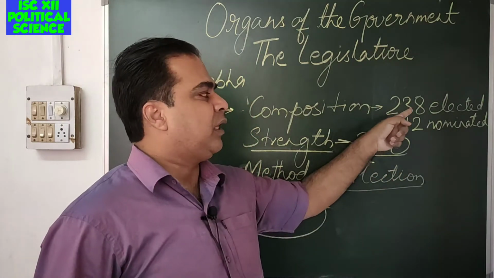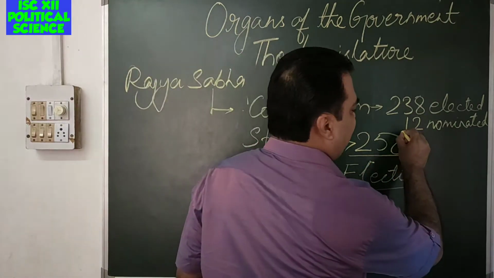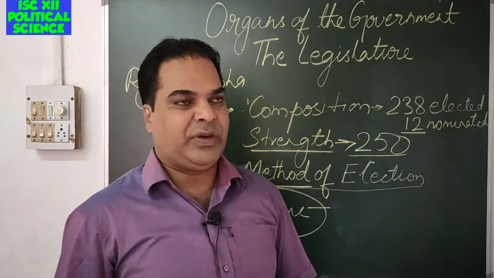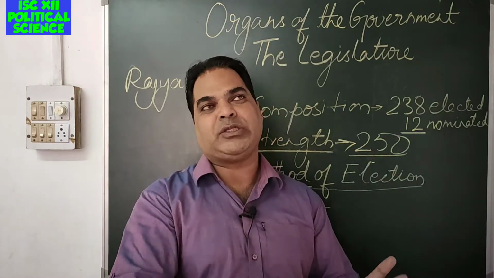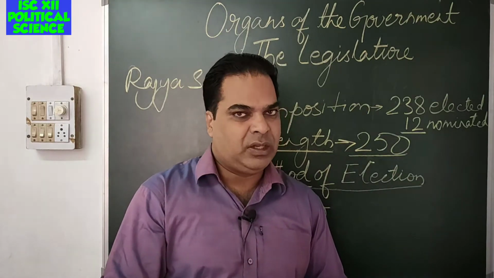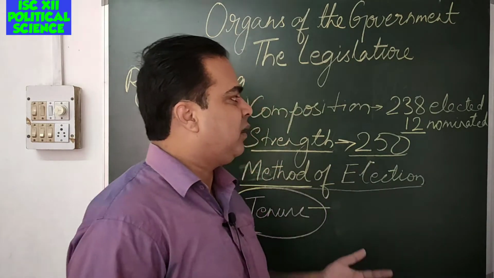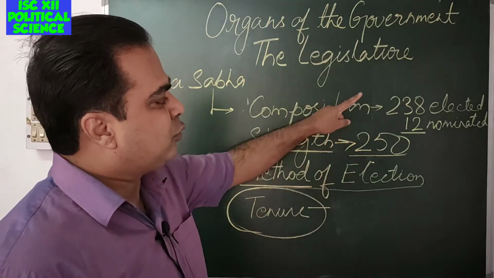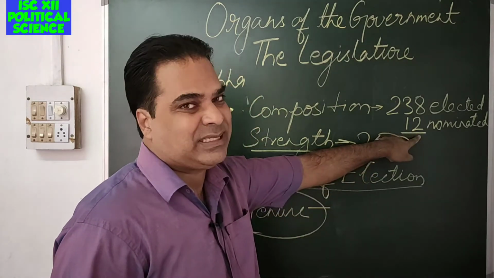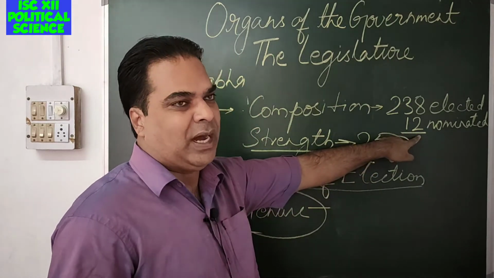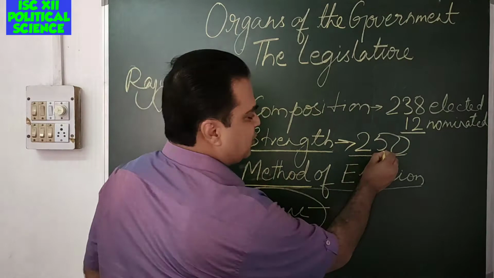238 are elected by the members of legislative assembly and legislative council, and 12 are nominated by the president of our country, from among the people who have excelled in the field of art, science, social service, literature, and even from a sports background also. Last time we saw that Sachin Tendulkar was nominated to the Rajya Sabha. So these 12 are excellent people who excel in art, science, literature, social service, and all. So the strength of Rajya Sabha is 250.